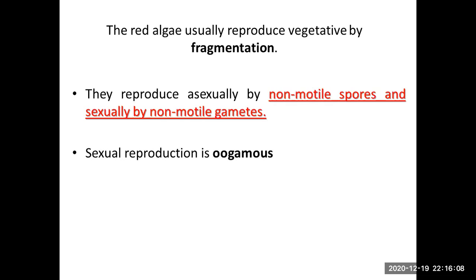Algae classification is based mainly on presence of pigments. Algae are classified into three types: Chlorophyceae, Phaeophyceae, and Rhodophyceae.